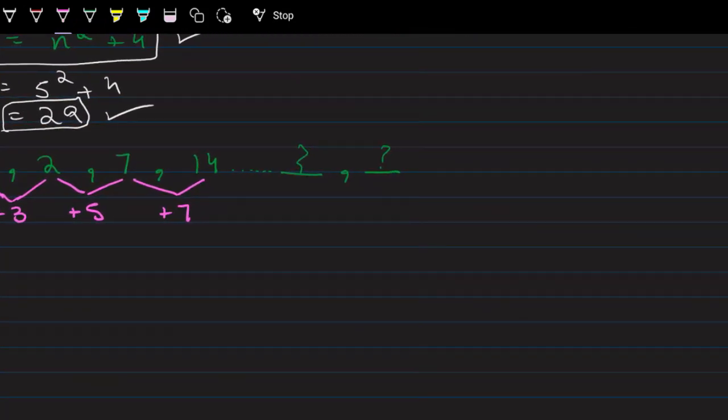And so here we can say that the difference between 14 and the next term will be positive 9. So 14 plus 9 is going to be 23, and then the difference between this 23 and the next term is going to be positive 11. So that's going to be 34.